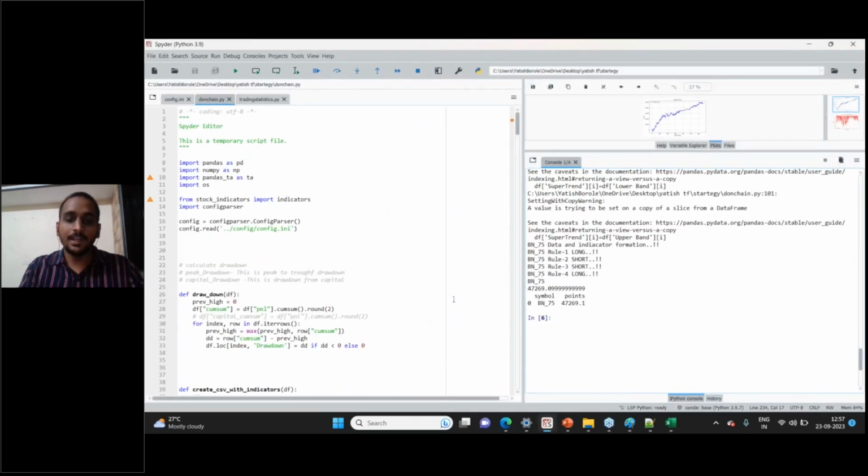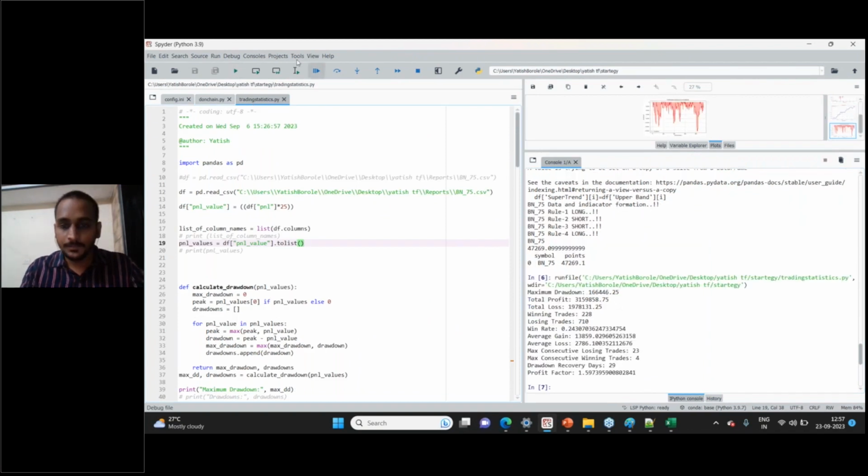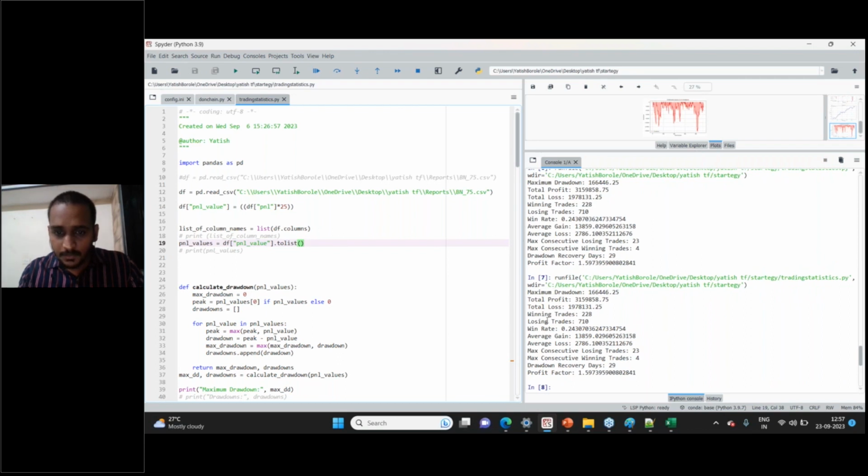Now what we can do is calculate the statistics of this particular backtest report. I have calculated this for you. If you see, the winning accuracy is just 24%. So we have watched the overall P&L value.